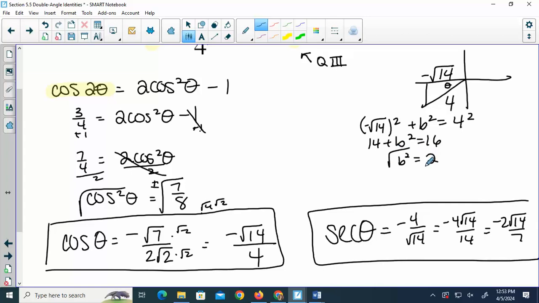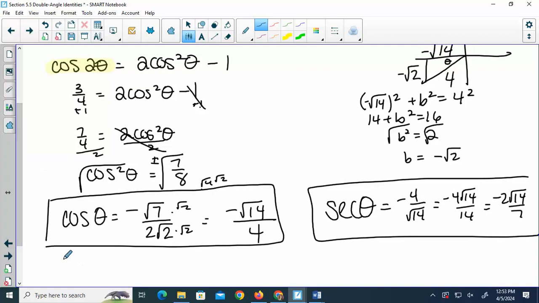Square root, with that you have to decide plus or minus. Which one would it be here? Minus. Because in quadrant 3 you're going down. So it's a negative. It's double negatives. Okay, so now we use our triangle to finish. Sine is opposite over hypotenuse, so that would be negative square root of 2 over 4.